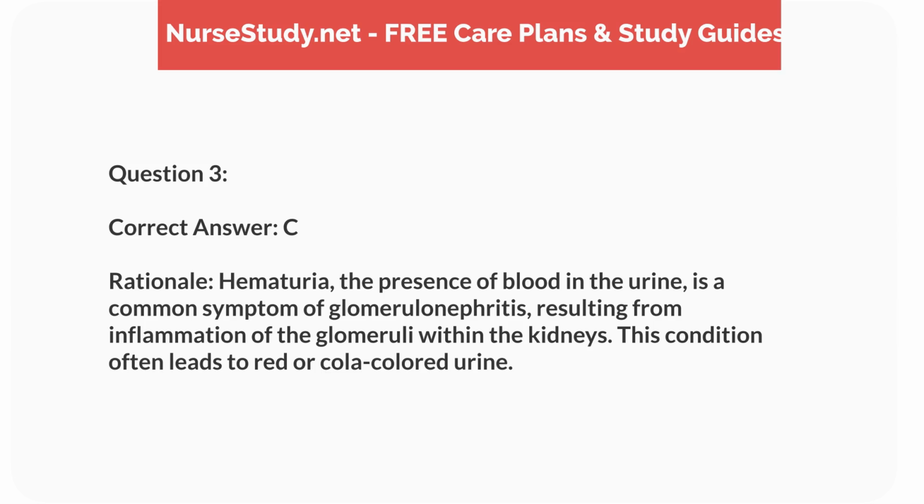Rationale: hematuria, the presence of blood in the urine, is a common symptom of glomerulonephritis, resulting from inflammation of the glomeruli within the kidneys. This condition often leads to red or cola-colored urine.